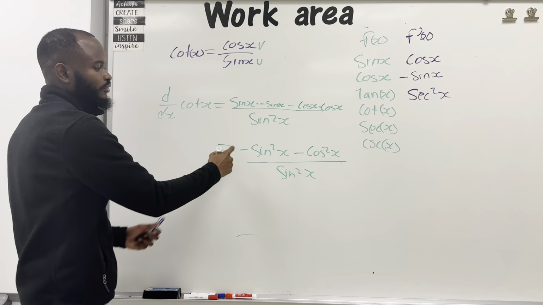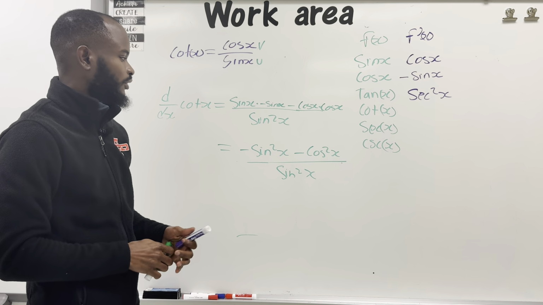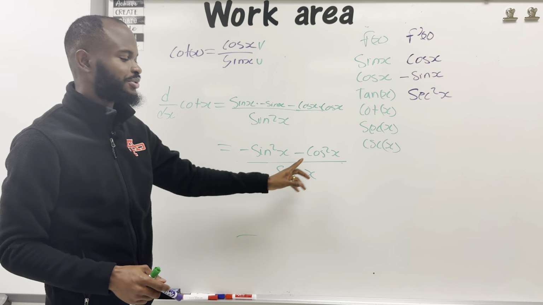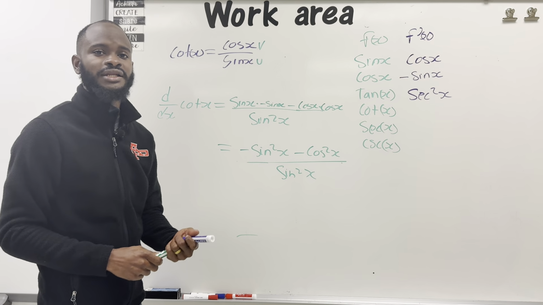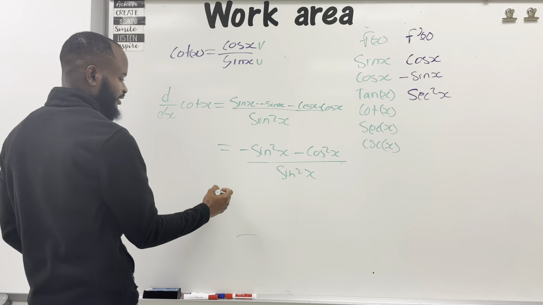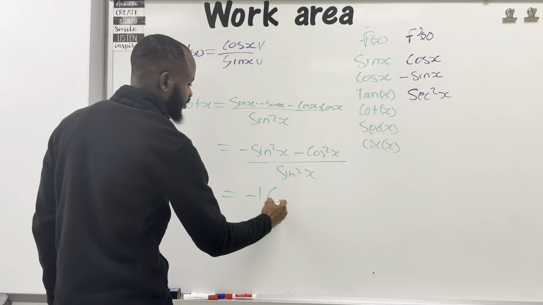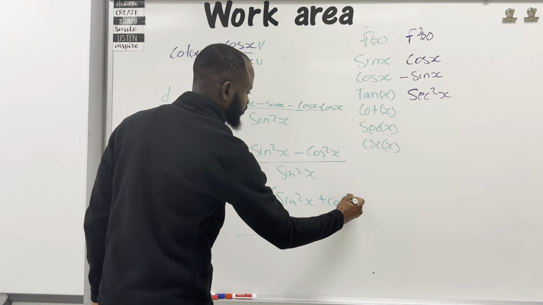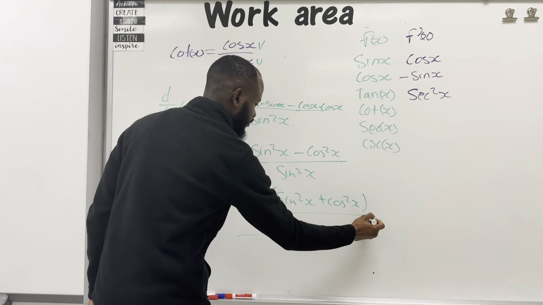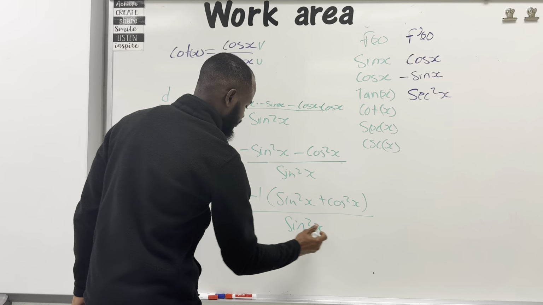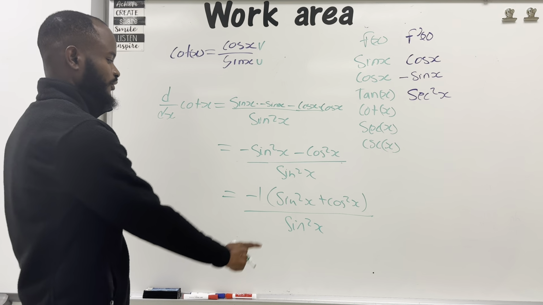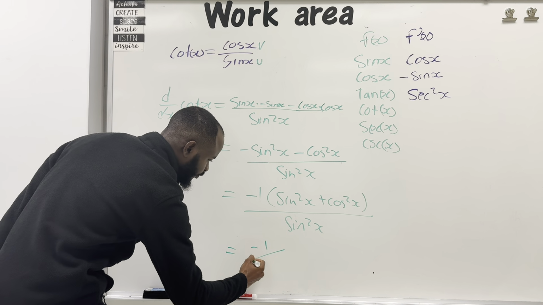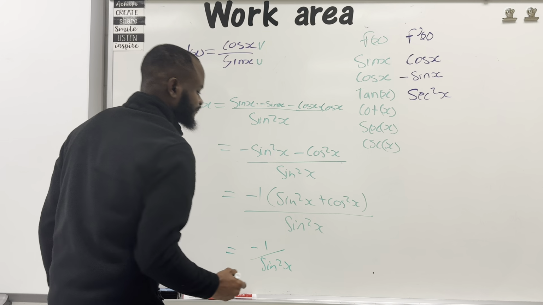Now, right here, what I'm going to do is factor out the negative one because I want to get back to the previous identity where sine squared of x plus cosine squared of x is equal to 1, to get rid of all of that in the numerator. So when we factor out negative 1, what's inside the parentheses is sine squared of x plus cosine squared of x all over sine squared of x. So right here, as you can see, that's just equal to 1. And what we're left with is just negative 1 over sine squared of x.